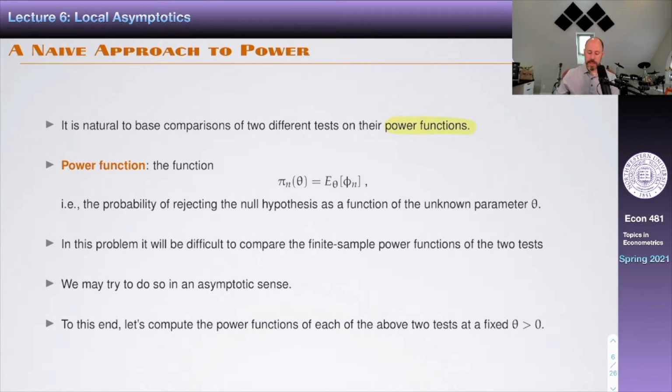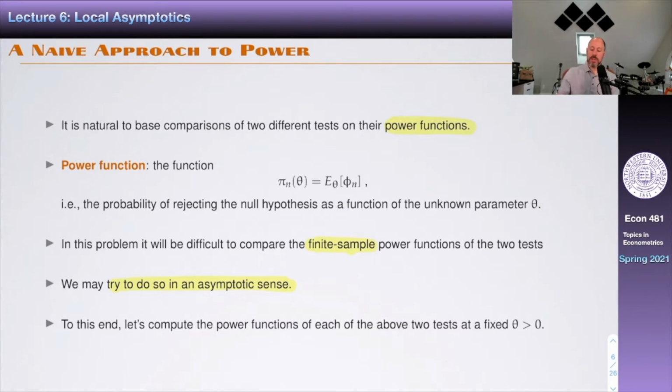We have a lot of structure. Yet, it is often the case that it is difficult to compare finite sample power functions because we don't have much to say about them. Of course, there are settings where this is not the case. Suppose you're in a parametric context where you can compute these probabilities. That'll be great. But in our setting, and in many of the settings that we have to deal with in econometrics in general, we do not know the power function in finite samples. Since we don't know this, we're going to try to do so in some asymptotic sense. We're going to just try to take n to infinity and then see if we can make a comparison.